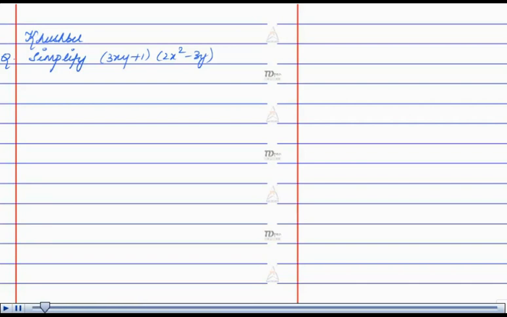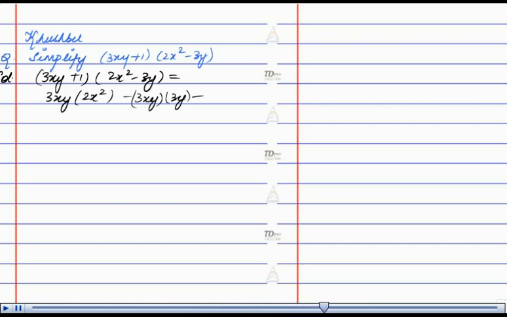Hello, I am Khushbu. The question is, simplify (3xy plus 1) into (2x square minus 3y). Multiplying first term of the first bracket by each term of the second bracket, we get 3xy into 2x square minus 3xy into 3y.